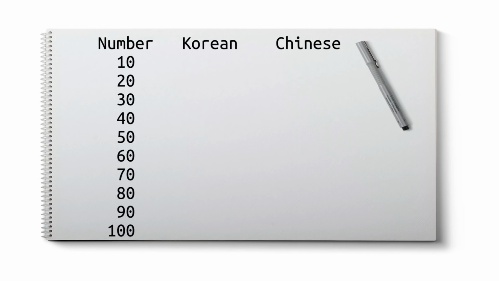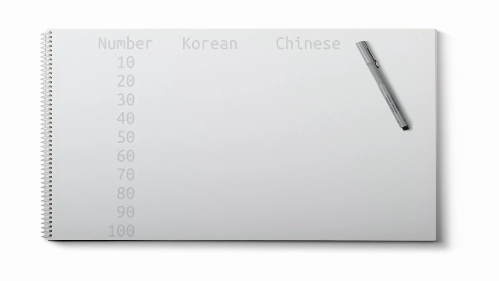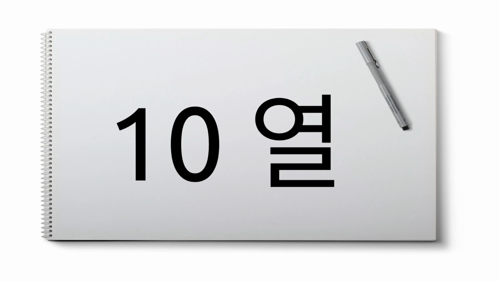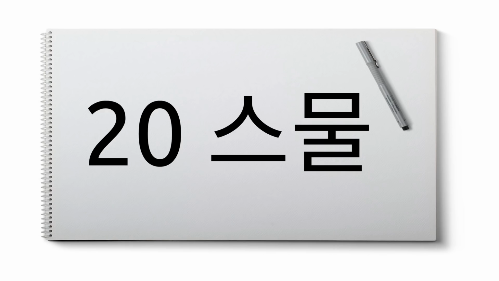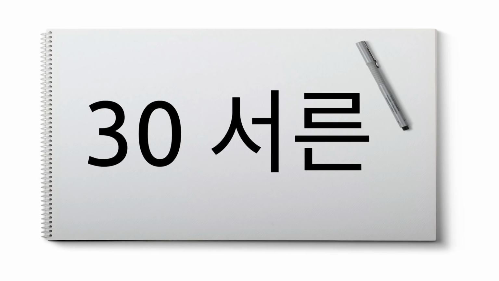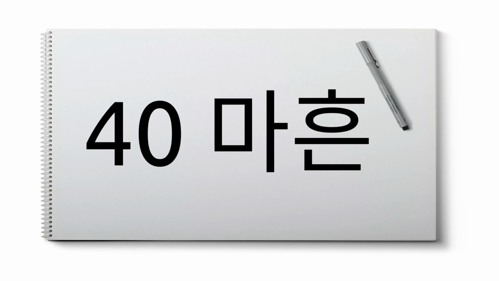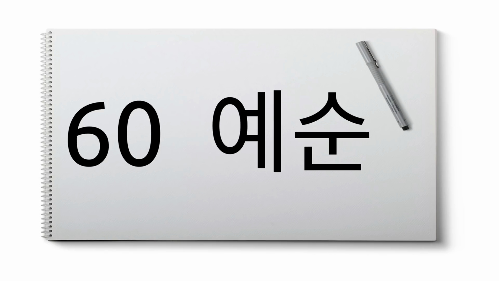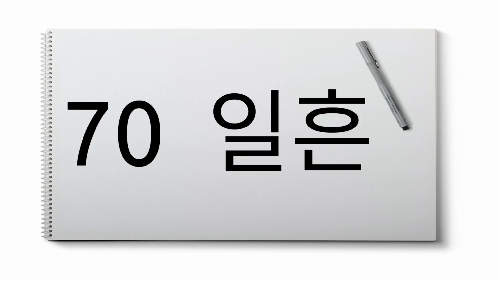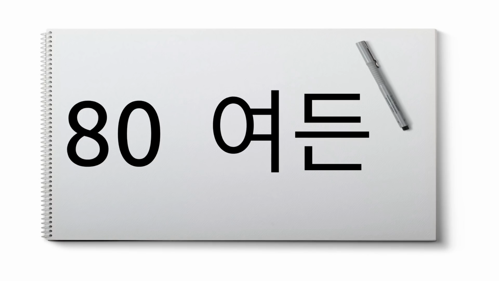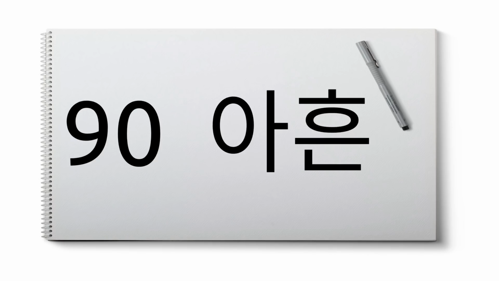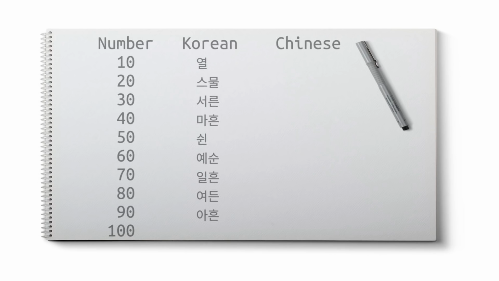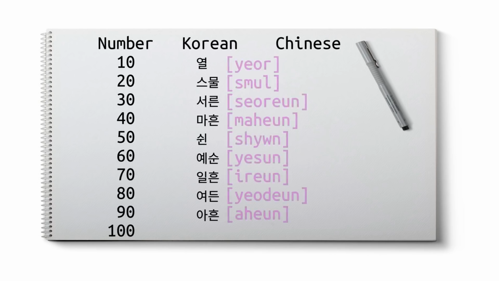Now we're gonna learn from 10 to 100. Start with Korean numbers. 열, 스물, 서른, 마흔, 쉰, 예순, 일흔, 여든, 아흔. So let's display the pronunciation brackets.